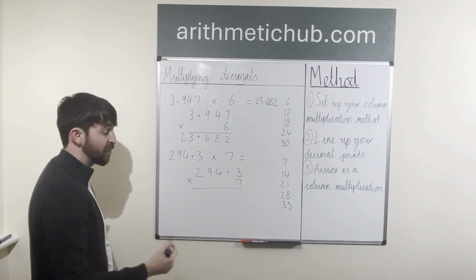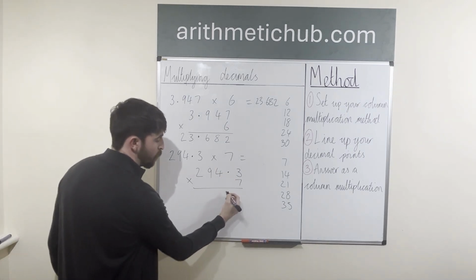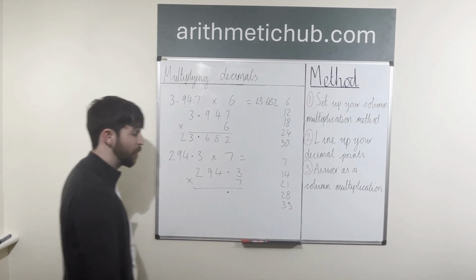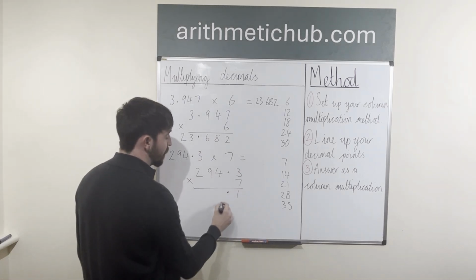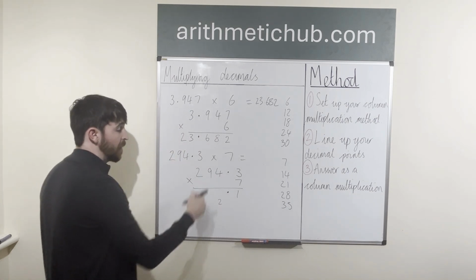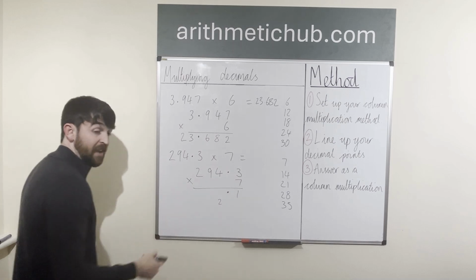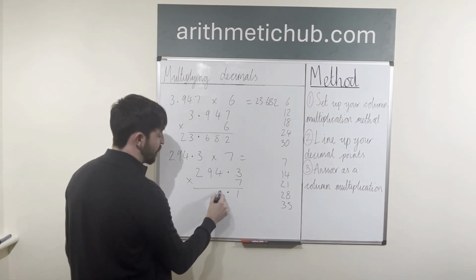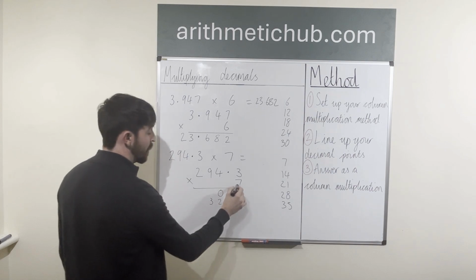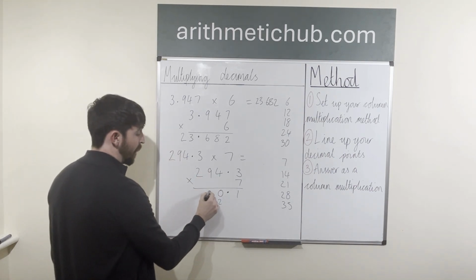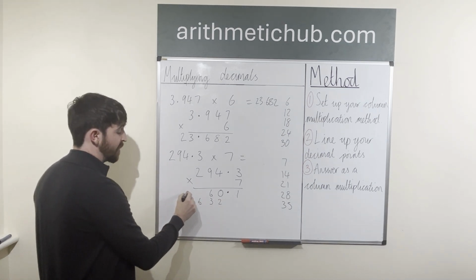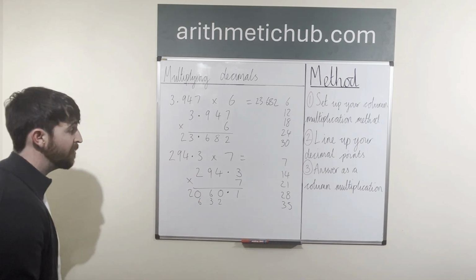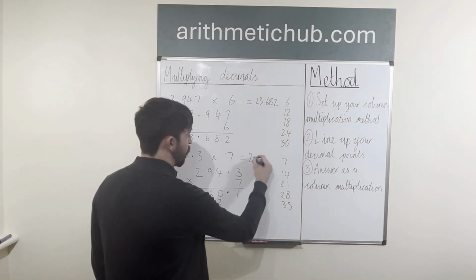And it's exactly the same as our standard column multiplication, except we make sure we've lined up our decimal points. It's the most important thing we can do with these types of questions. 7 times 3 is going to give us 21. 1 goes in, carry the 2 over into our next column. Then we would do our 7 times 4, which is going to give us 28. 28 add 2 is going to give me 30. 7 times 9 is 63. Add the 3 is going to give me 66. 7 times 2 is 14. Add the 6 is going to give me 20. So my answer would be 2060.1.